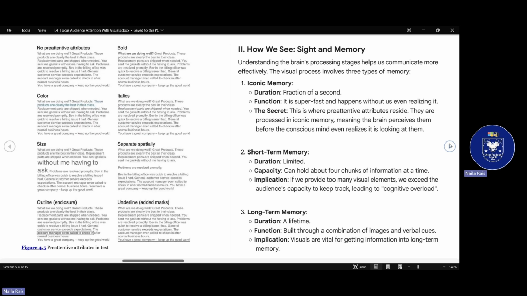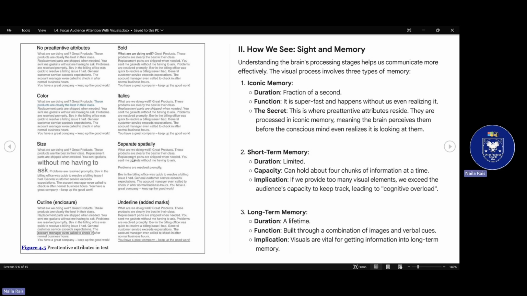So based on this, let's look at pre-attentive attributes in text. First, let's look at no pre-attentive attributes. Looking at figure 4.5, no pre-attentive attributes. What are we doing? Well, great products. These products are clearly the best in the class. If I'm reading that out, I do not know where I need to focus. I have to read the complete paragraph.